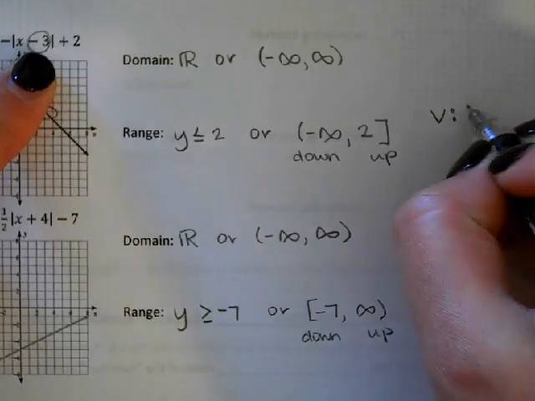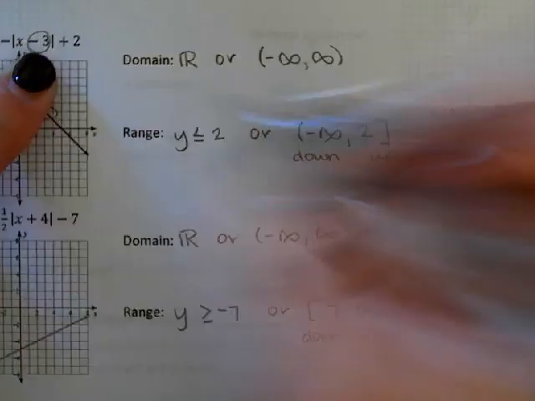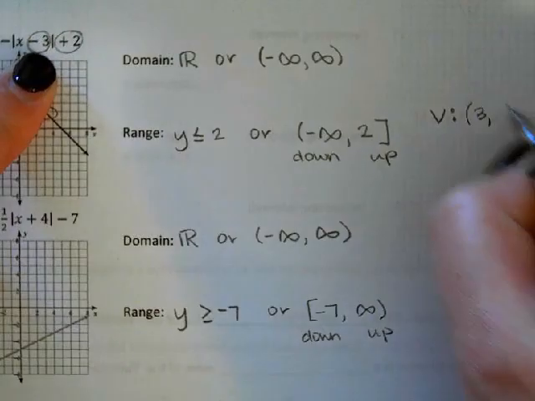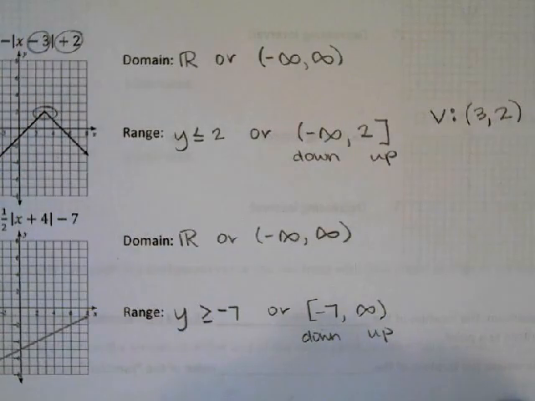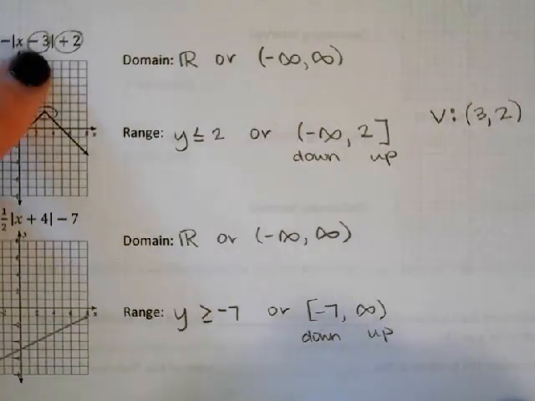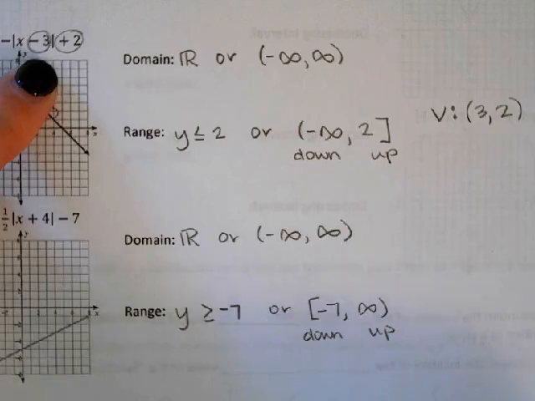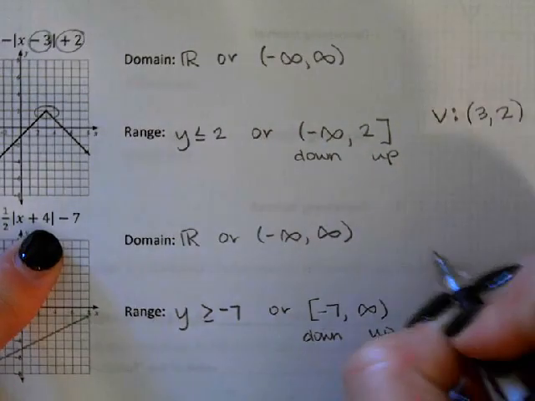So for the vertex, you do the opposite sign of that number that's inside, just like you do the opposite of whatever's on the inside for the transformations. So that minus 3 tells you that it shifted to the right 3, and it tells you that the vertex is positive 3. Okay, so what would the vertex be for example 2? You can just say it. Negative 4, negative 7, perfect.